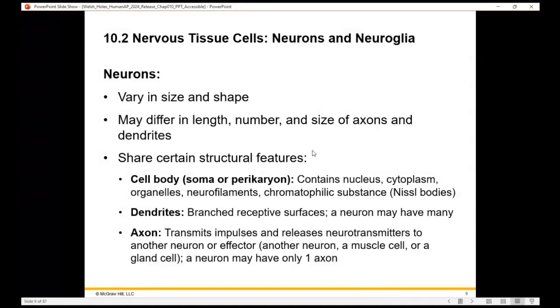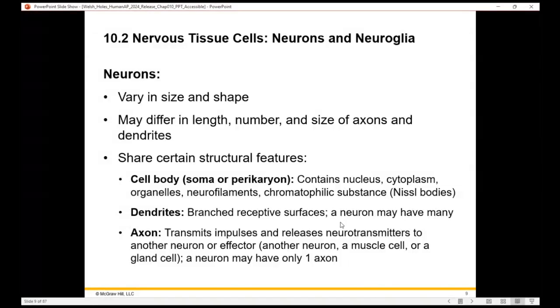So we said neurons were kind of the main cell that actually transfers the messages, and they vary in size and shape. They may differ in length, number, and the size of axons and dendrites. They share certain structural features, though. There's a cell body, which is also called the soma, or perikaryon. It contains a nucleus, cytoplasm, organelles, neurofilaments, and chromatophilic substances, also called Nissl bodies.